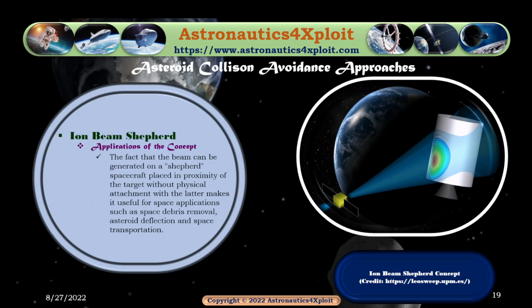Applications of the ion beam shepherd. The fact that the beam can be generated on a shepherd spacecraft placed in proximity of the target without physical attachment with the latter makes it useful for space applications such as space debris removal, asteroid deflection, and space transportation. This picture shows the ion beam shepherd concept.